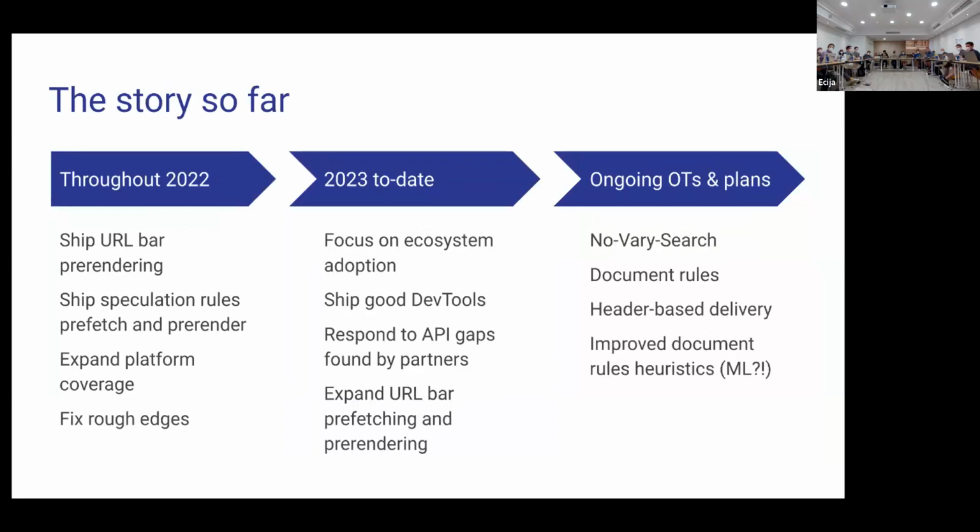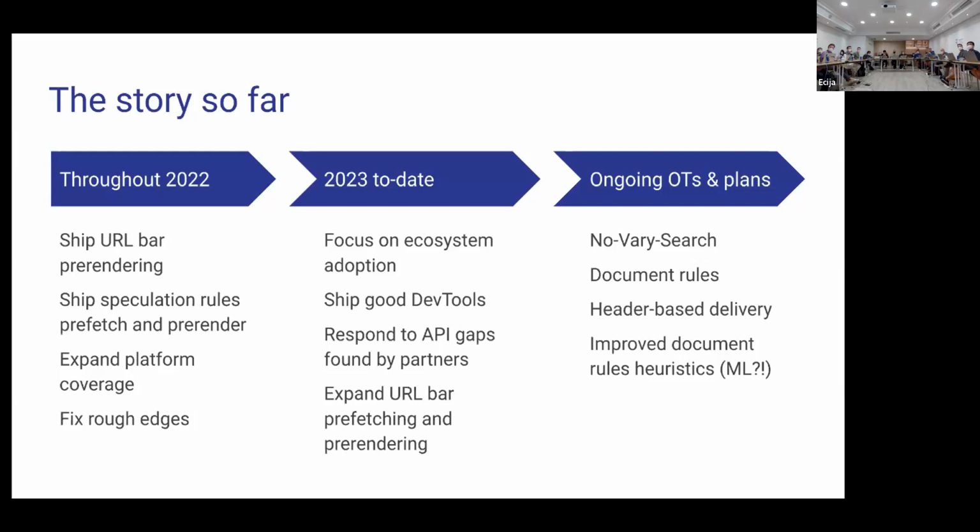All right. In Chrome, we've been working on these technologies for a couple of years now. We've shown up at TPAC before to talk about them. Here's an overview of what we've been doing to give some context. We shipped URL bar pre-rendering throughout 2022. We shipped speculation rules, prefetch and pre-render, so that web developers could start triggering from page to page. And then we expanded, starting on Android, going to desktop, different types of situations, fixing lots of rough edges, failing pre-rendering on certain APIs, narrowing that list over time, that sort of thing.